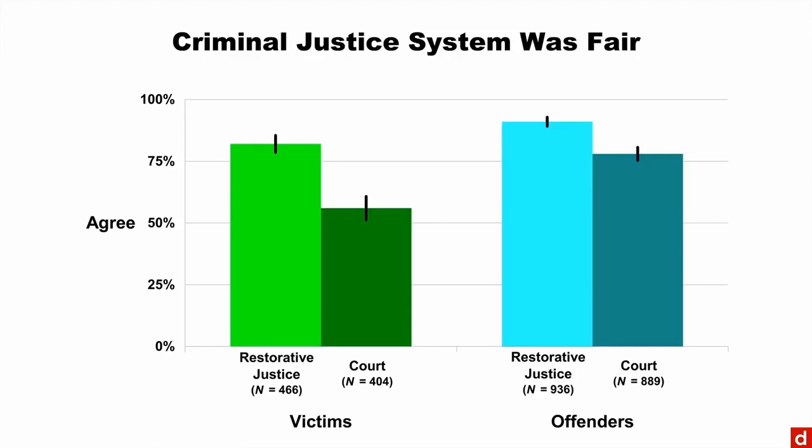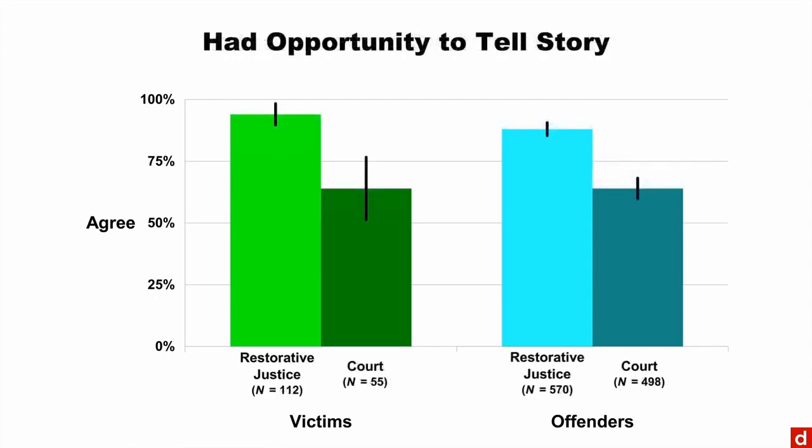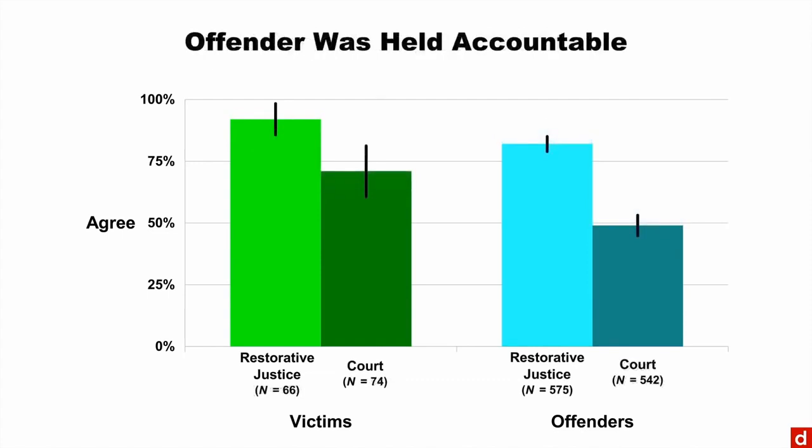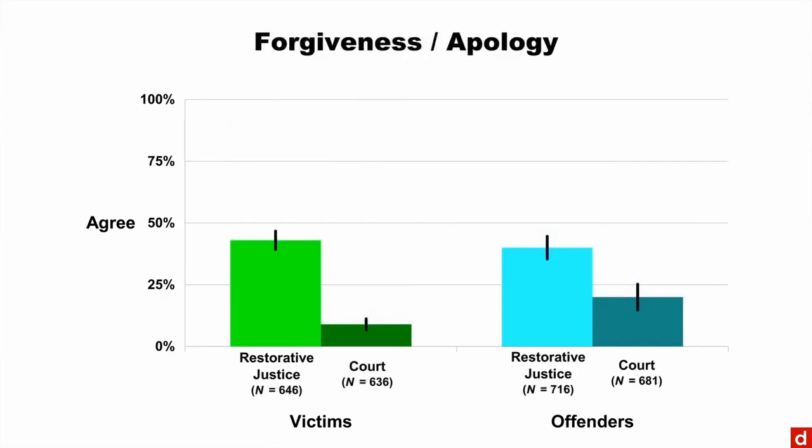People were more likely to say it was fair. They also felt that they had an opportunity to tell their story. That's one reason they might think it's fair. They also felt the offender was held accountable more often. In fact, if you go to court on the offenders, that line's below 50%, and that's the offenders themselves making the judgment. Then you can go to forgiveness and apologies.